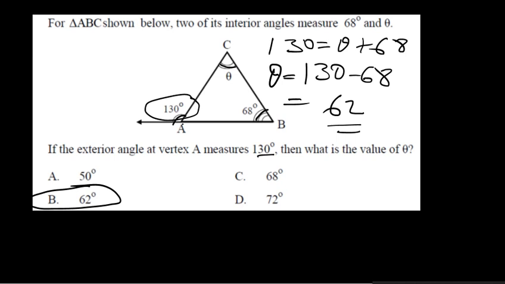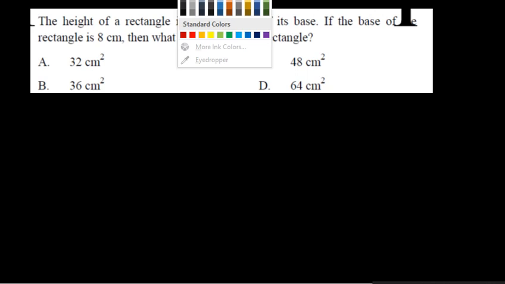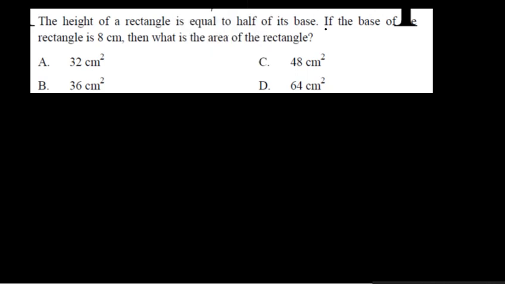Next. The next question says, the height of a rectangle is half of its base. The height is half of the base. And the question continues. It says, if the base is 8, then necessarily the height has to be just 4, because the height is half of 8. Divide 8 by 2, it's going to be 4.